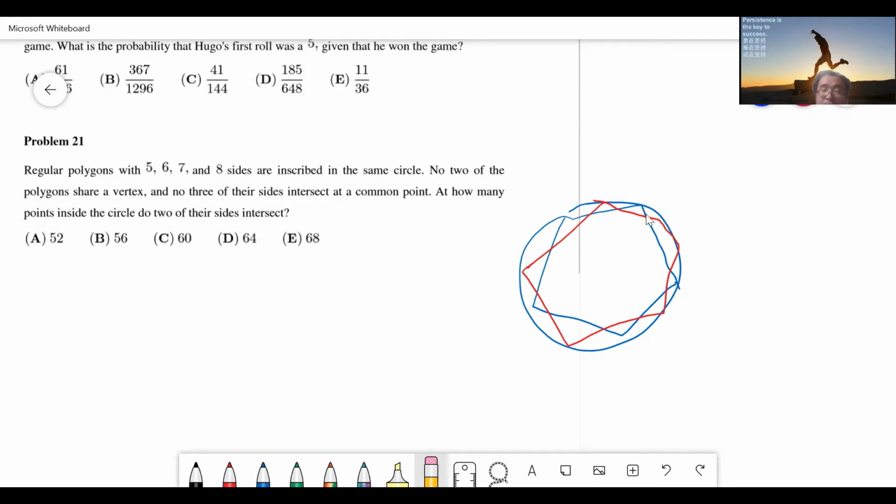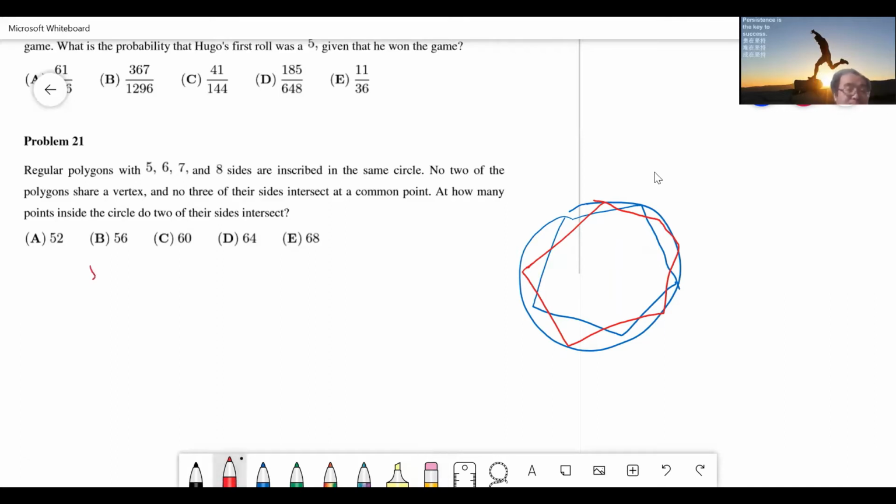So you can see here, they're going to intersect at 10 points. You can see these are going to cross this side, right? We have 2 points. These have 2, these have 2, these have 2. So this is the only configuration possible.